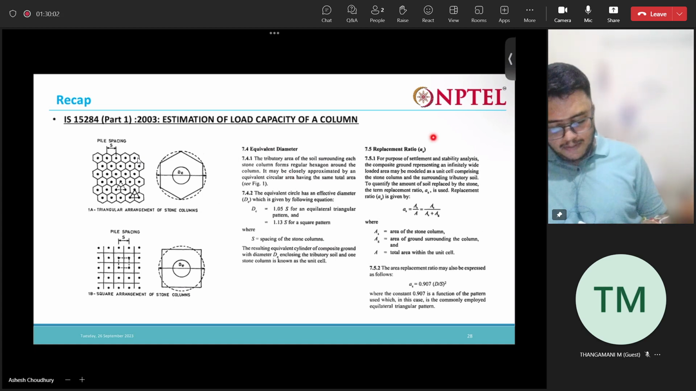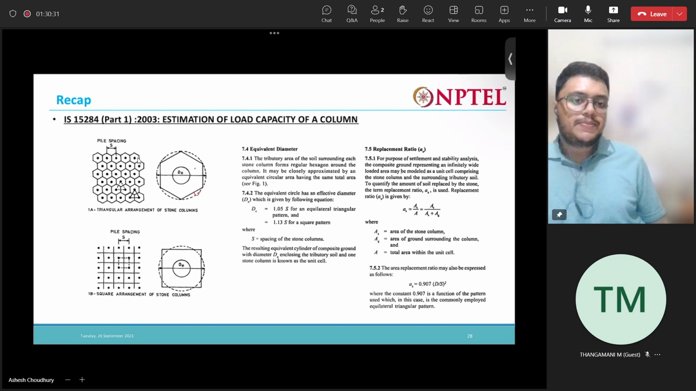Next important thing is the replacement ratio. So what is the replacement ratio? Some amount of the soil in the complete unit cell is covered by the stone column, right? So this is the unit cell. Here in the unit cell there is soil and there is the stone column, right? So there is a term known as replacement ratio. The replacement ratio is nothing but the area of stone column divided by the total area of this unit cell. So you can see the replacement ratio is equal to AS by A, where AS is the area of the stone column and A is the total area within the unit cell.